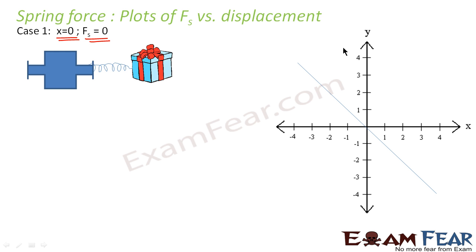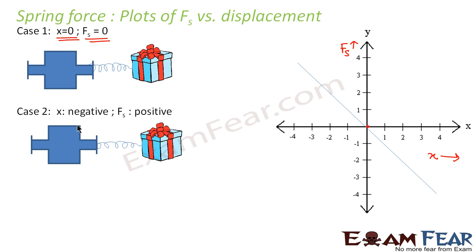Now here we have plotted the graph. On the y-axis, we will consider spring force, and on the x-axis, we will consider the displacement. So when the displacement is 0, the spring force is 0. That is denoted by the origin. That is why this line passes through the origin.